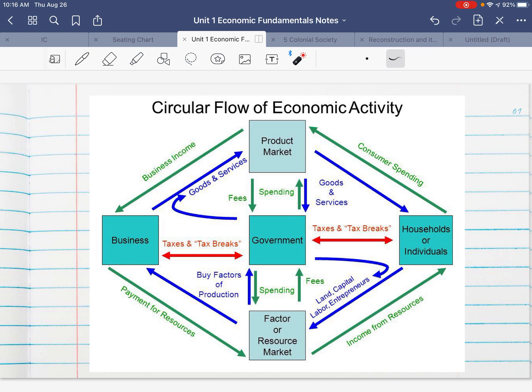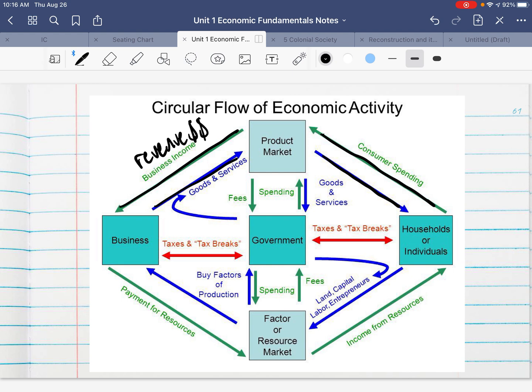So when we buy things in the product market, we get a good or service and we give the product market our money, okay? Businesses put their goods in the product market, so that people can buy them. And then when they make money off of that, off people buying them, it's called business income. Some people call this revenue. And that just means money that the business has made, okay? So we finish this one, and this one, this one, and this one, okay?